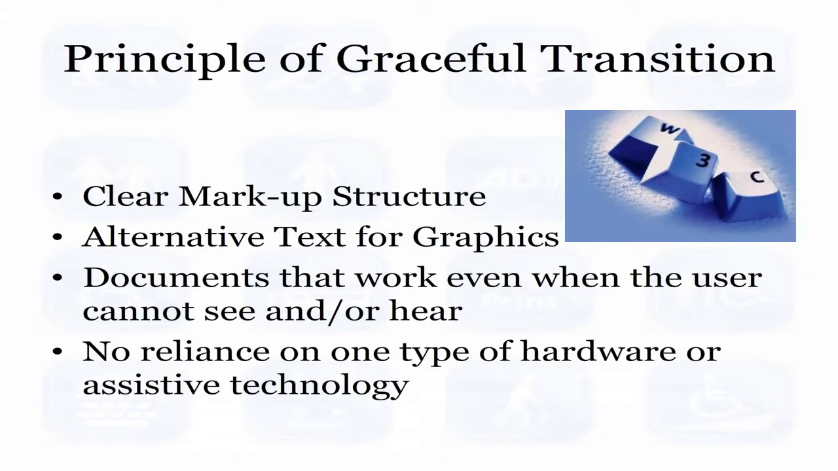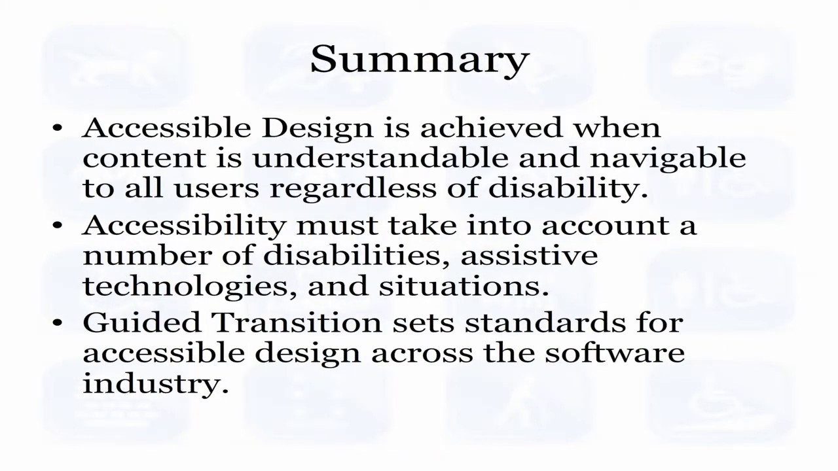At the very minimum, graceful transition requires clear markup structure, alternative text for graphics, the creation of documents that work even when the user cannot see or hear, and the creation of documents that do not rely on any one type of hardware or assistive technology. Graceful transition then allows information to seamlessly apply to assistive technologies. In summary, accessible design is achieved when content is both understandable and navigable to all users.